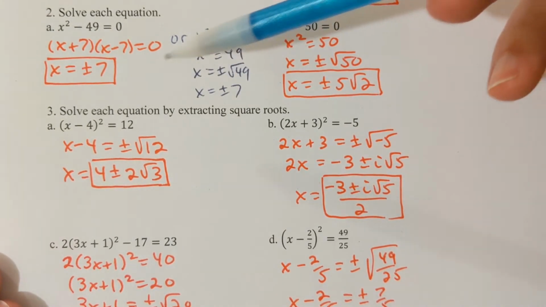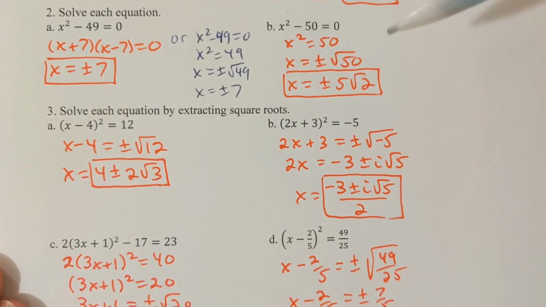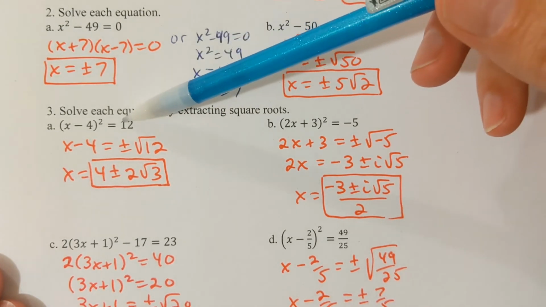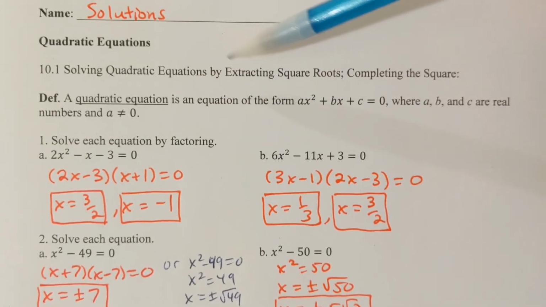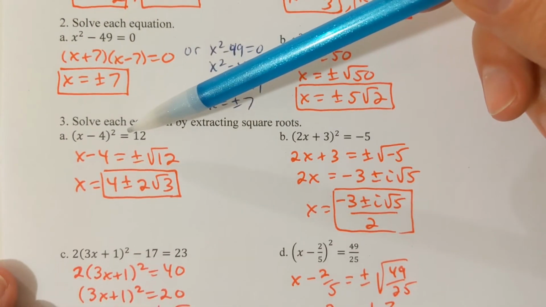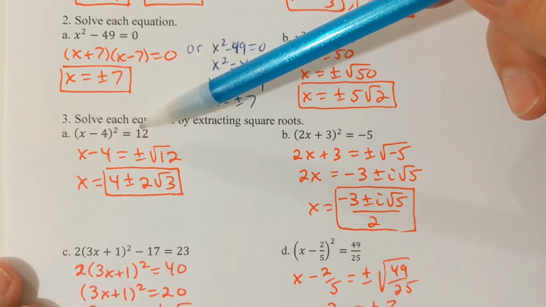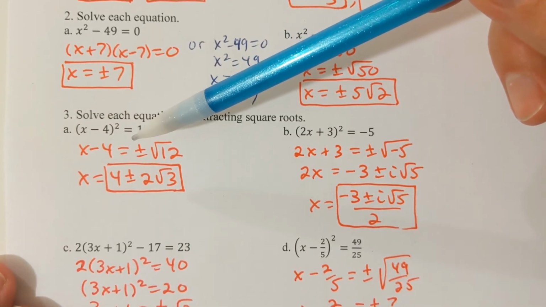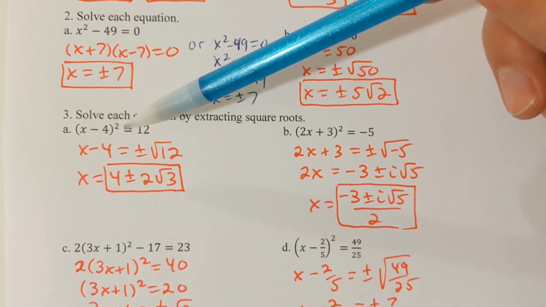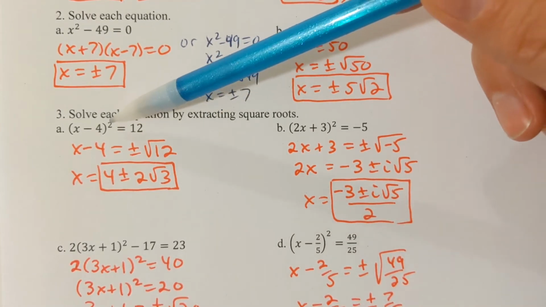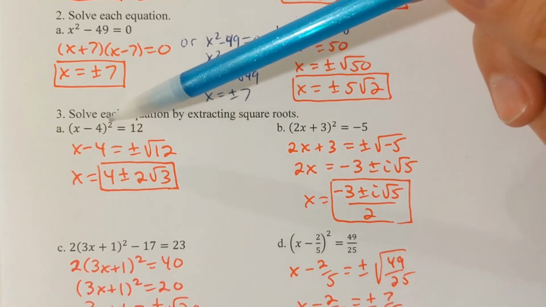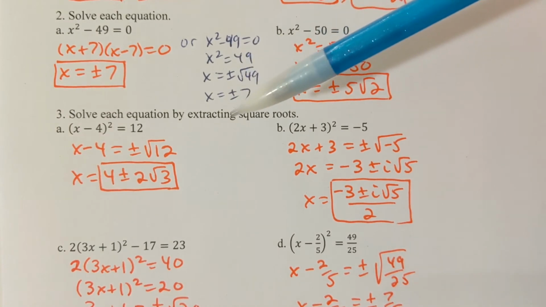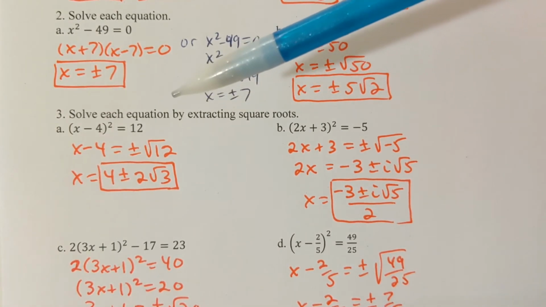In this one, (x - 4)^2 = 12. Well, I do have a quadratic. Now I'm not in the form ax^2 + bx + c = 0, but I could rewrite this equation so that it could be in that form. I'm not going to do that because I'm already set up to take the square root of both sides, and I can get rid of that power of 2. But the point is that I could still call this a quadratic equation, because it could be written in that quadratic form. So let's go ahead and take the square root of both sides.